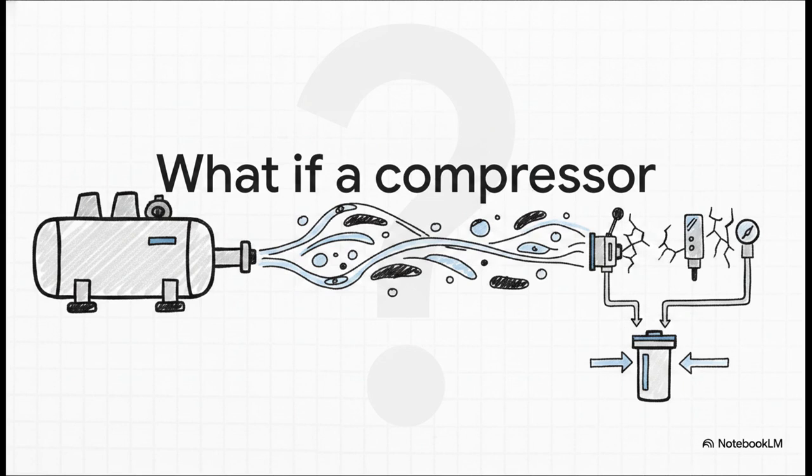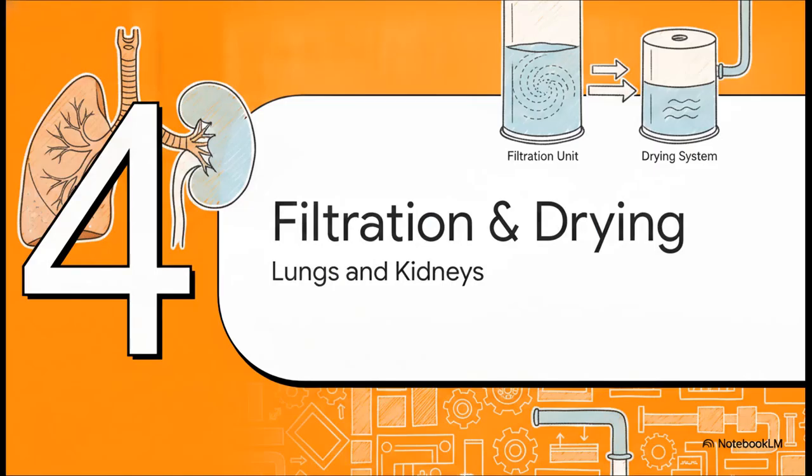But there's a pretty serious catch to all this violent squeezing. Compressing gas generates immense amounts of blistering heat. It causes moisture to condense into water droplets, and it often picks up lubricating oil straight from the compressor pistons. If you send hot, wet, oily gas into delicate plant instruments, you're going to destroy them. So how does the plant clean its bloodstream? Let's get into part 4, filtration and drying systems.